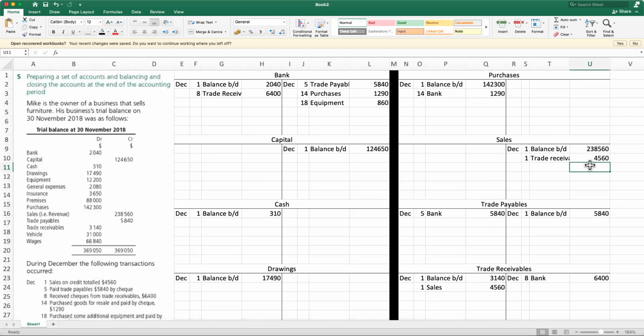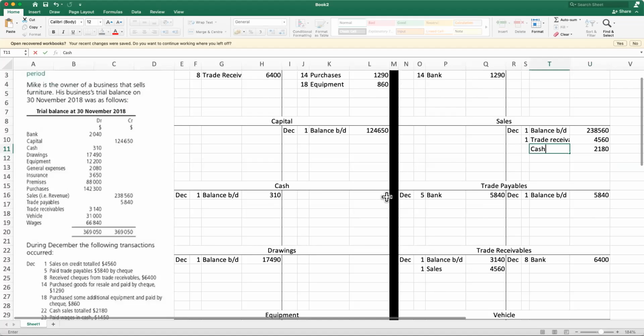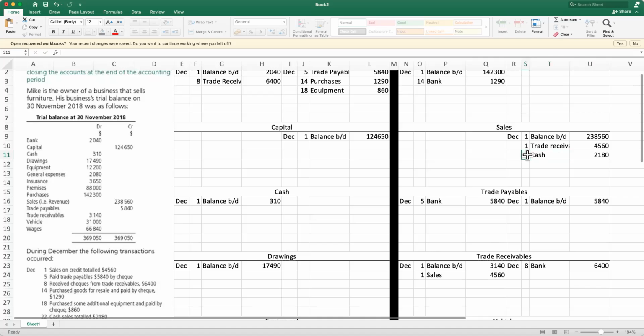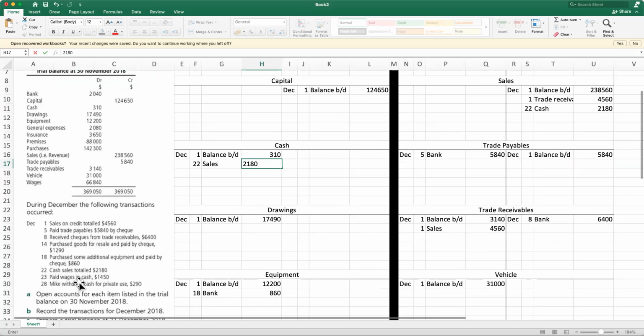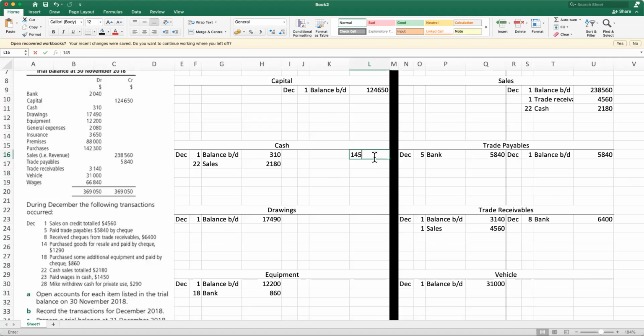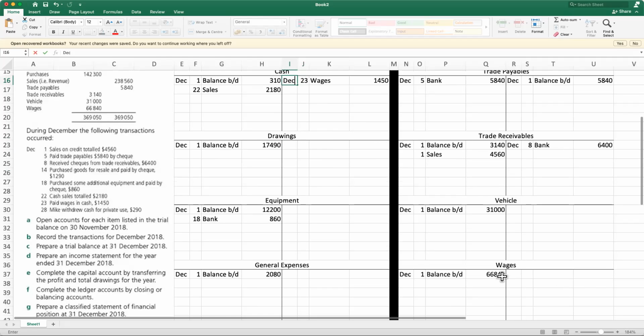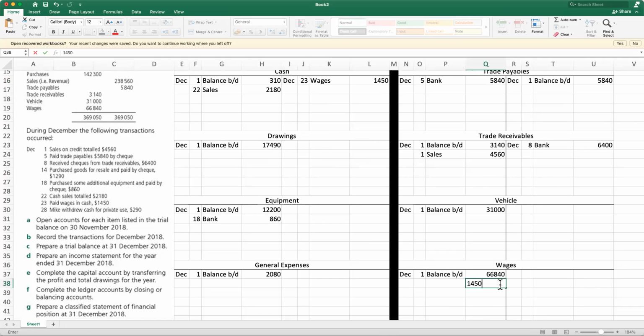Cash sales total 2,180. So go to your sales 2,180. How do you sell it? By cash. So what's the date of it? 22nd. So go to your cash account as well, right? 22nd, you receive money because you sold some item in your sales account, 2,180. Next, paid wages in cash, 1,450. Paid wages means the money goes out of your cash account, goes into your wages account. So out of your cash goes into your wages, 1,450 from your cash account on the 23rd.